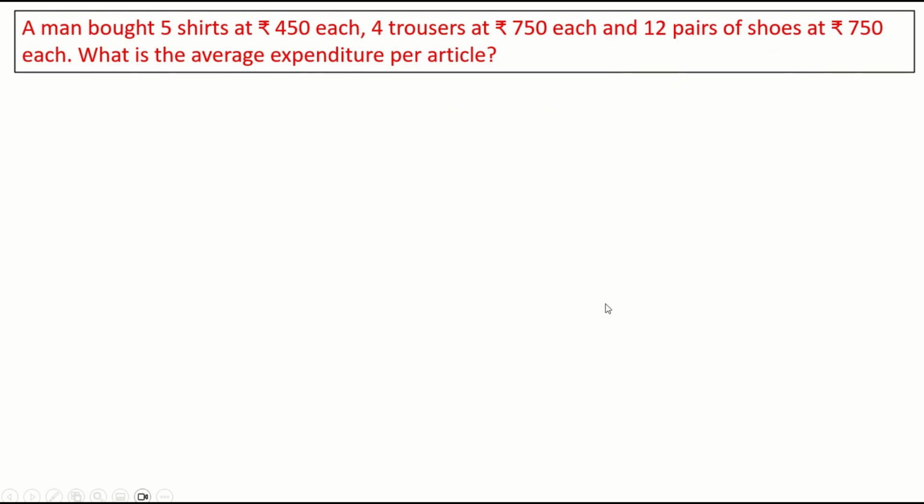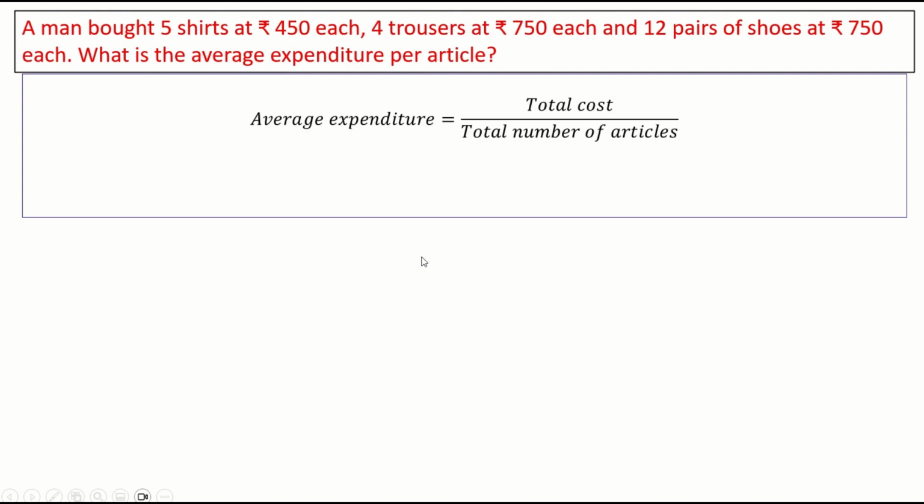Easy. Next, a man bought 5 shirts at 450 each, 4 trousers at 750 each, and 12 pairs of shoes at 750 each. What is the average expenditure per article? Okay. So average is basically total cost by total number of articles, right? So we just need to find total cost by total number of articles. That is 5 into 450 plus 4 into 750 plus 12 into 750 divided by 5 plus 4 plus 12, which is equal to 678.57. Okay, this is the average price of each article. Okay, next.